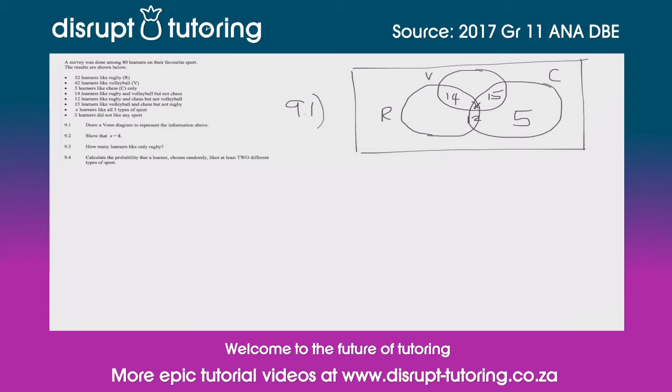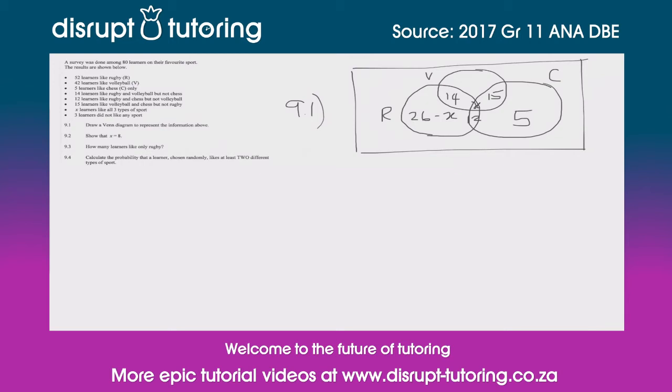When we deal with rugby, how would we get there? We know that 52 learners like rugby, so there should be 52 in this whole block. So it's going to be 52 minus 14 minus 12, which is 26. And then we still need to subtract the x, those being the learners that like all 3 sports, which includes rugby.